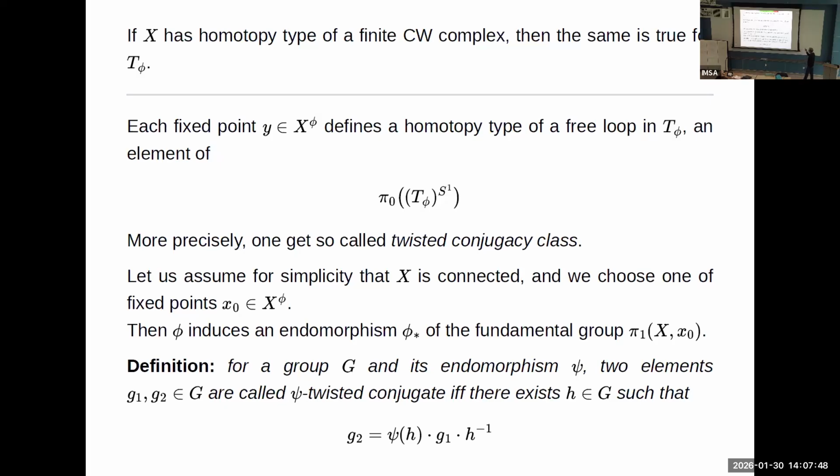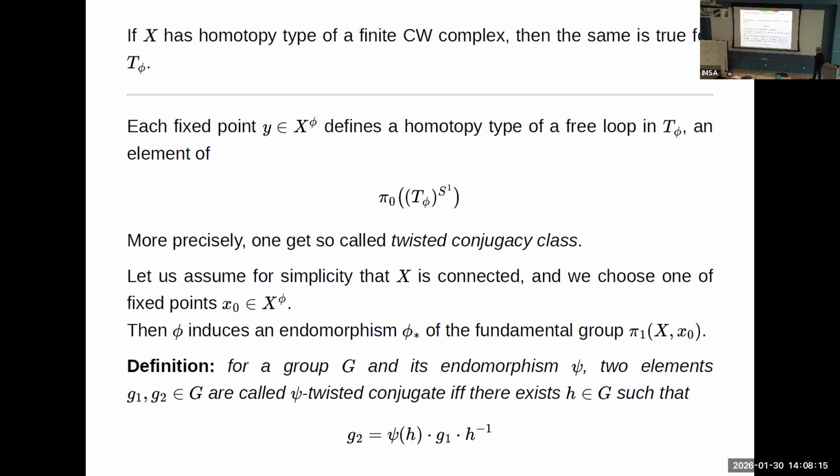You get twisted conjugacy classes, and we can certainly assume that this cell complex is connected and choose one of the fixed points, and it will be like a base point to speak about the fundamental group, because without a base point, I cannot speak about the fundamental group. It should be a groupoid.